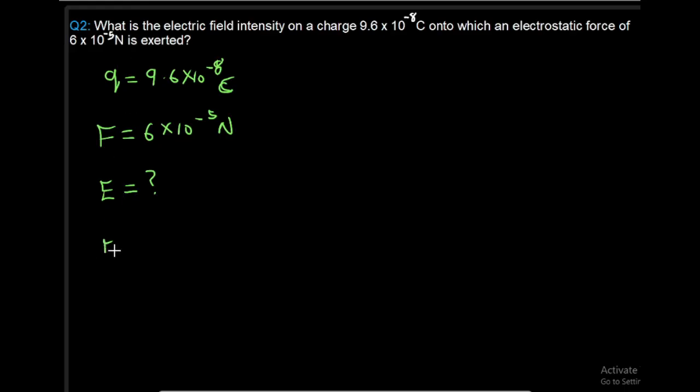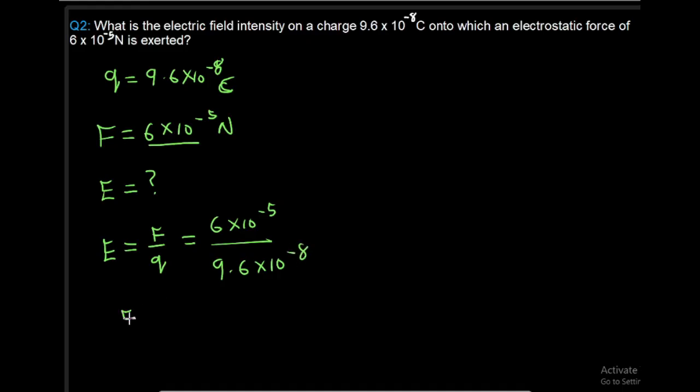Now for this question, we're looking at the relationship between force and charge. So the equation to go with for calculating electric field intensity is electric field intensity equals force all over charge. What is the magnitude of the force in this question? We have 6 times 10 raised to the power of minus 5 all over the charge given to us, which is 9.6 times 10 raised to the power of minus 8.